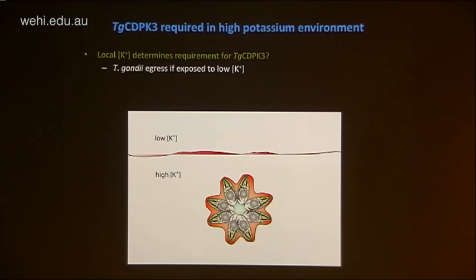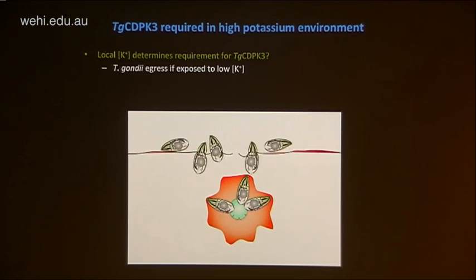Now, you can actually stimulate egress of toxo just by partially permeabilizing the host cell membrane and the parasitophorous vacuole membrane using a detergent called saponin. So here, when you add the saponin, the potassium which is inside the host cell floods out, dropping the potassium concentration. Parasites suddenly have their calcium signaling switched on, and they can egress normally.